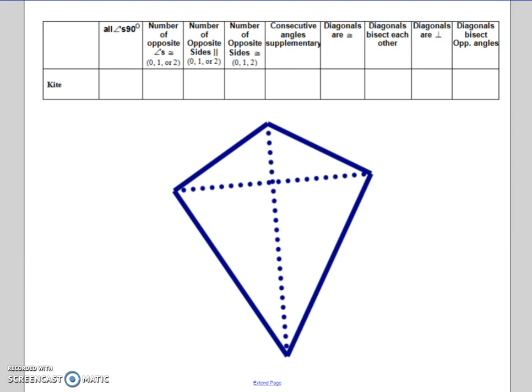So you need your little half sheet that has this stuff on it. If you don't have that out, pause it, get it out, fill this stuff in. It's necessary.